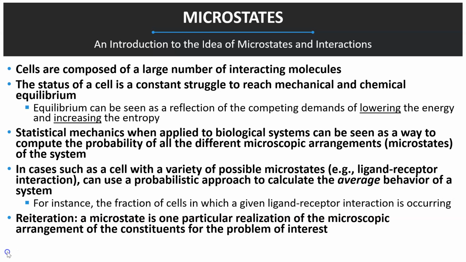To move into a mathematical approach to the status of cells, statistical mechanics can be applied to compute the probability of all the different microscopic arrangements of the cell. These microscopic arrangements are also known as microstates. In the ever-changing cellular environment, there exists a plethora of microstates. For example, the interaction between a ligand and its receptor represents a series of microstates or arrangements of the ligand around the receptor. Based on this, a probabilistic approach can be used to calculate the average behavior of a system. Otherwise stated, what are the chances of a ligand binding to its receptor?